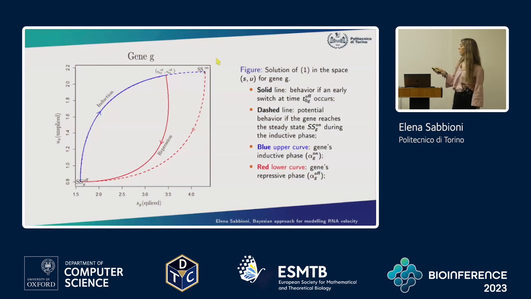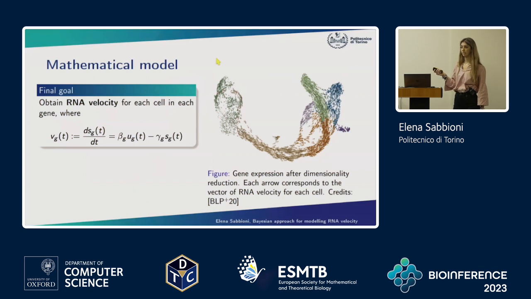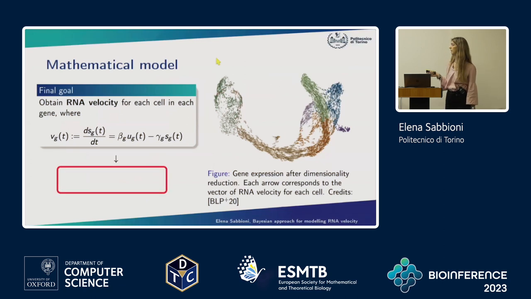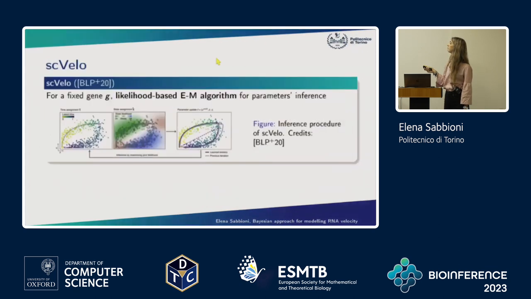So with this model in mind, we can define from a mathematical point of view what RNA velocity is. Here there is the definition of RNA velocity for one fixed gene, and this is just the second equation of the ODE system I've shown you before. So to obtain this quantity, we need to estimate the parameters of the model. So our focus now is to estimate these parameters.